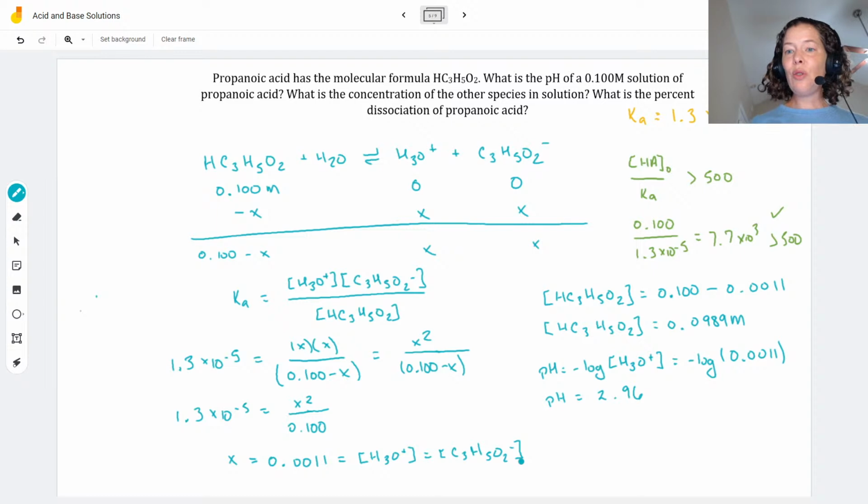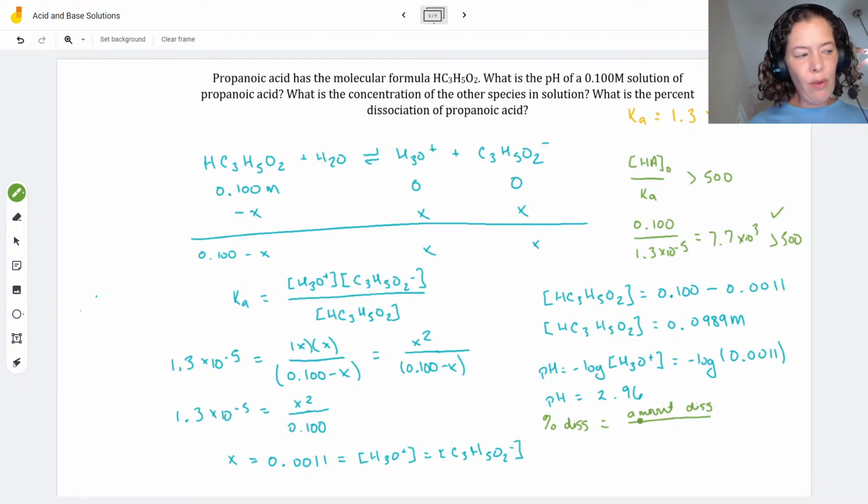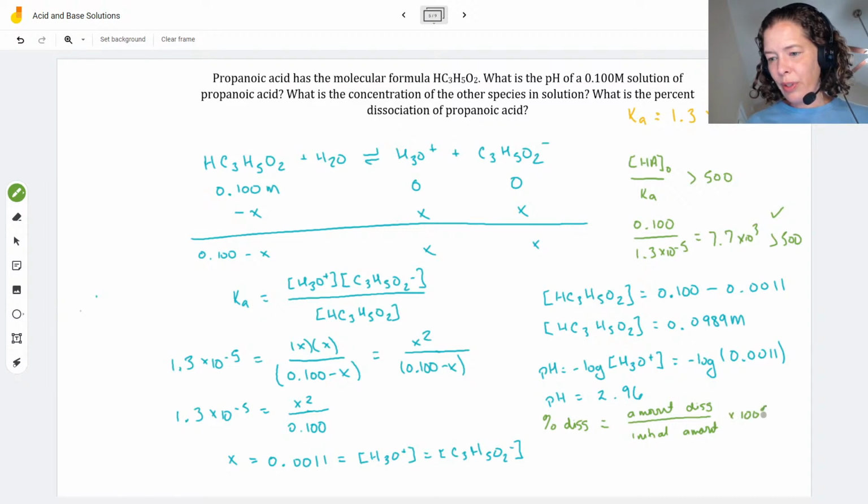And the last thing we need to do is the percent dissociation, and that is very easy. I think I will switch colors because I'm getting a little bit squished here. Okay, so my percent dissociation is simply my amount that is dissociated over my initial amount. And of course, that is times 100%.